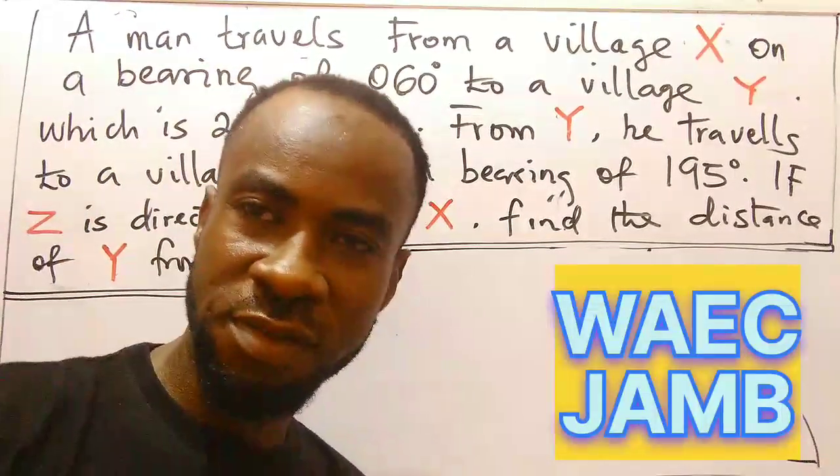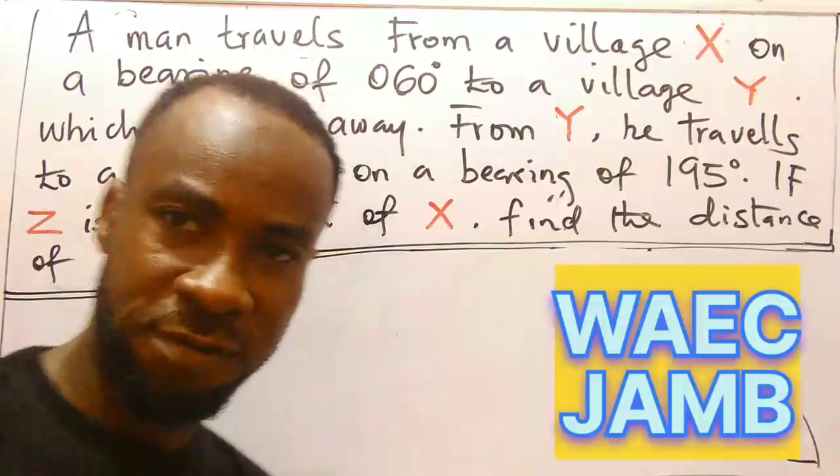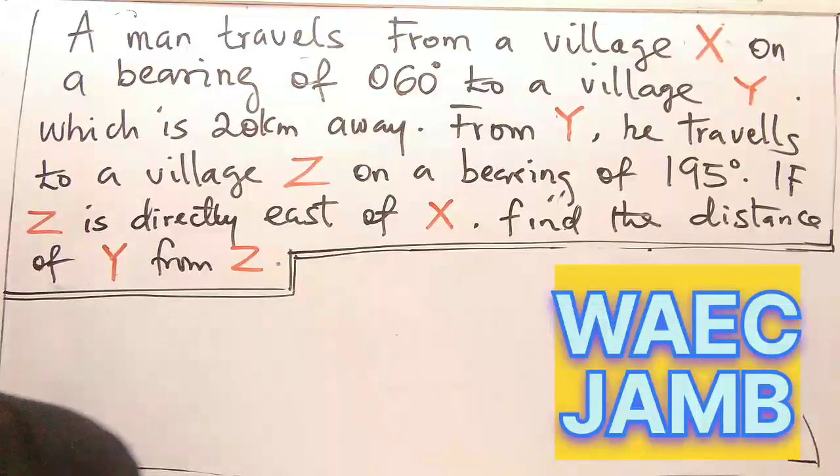This is a question on bearing, so let's look at it for 5 seconds. They said a man travels from a village X on a bearing of 60 degrees to a village Y, which is 20 kilometers away. From Y, he travels to a village Z on a bearing of 195 degrees. If Z is directly east of X, find the distance of Y from Z. So that is the question.